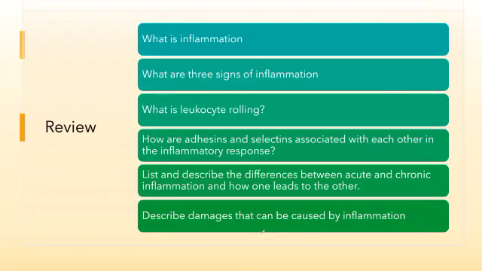So just to review, make sure you know what inflammation is, the three common signs or symptoms of inflammation. What is leukocyte rolling? Know the different steps when we talked about diabetes and leukocyte extravasation. How are adhesions and selections associated in the inflammatory response? We want to relate that back to when we were talking about different types of molecules in innate immunology. Make sure you know the differences between acute and chronic inflammation and what type of damages can be caused by it.